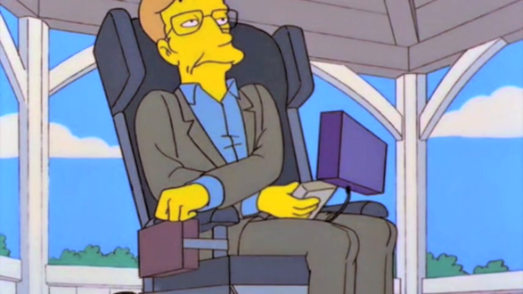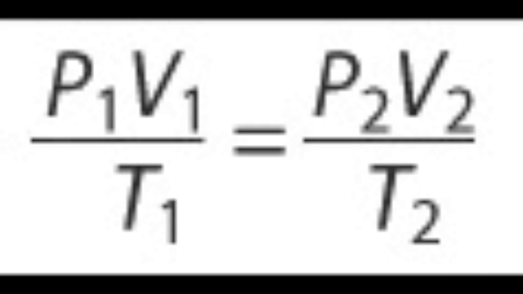The gas equation can be written as P1 V1 over T1 equals P2 V2 over T2. T is always measured in Kelvin and not degrees Celsius. Subscript 1 refers to the starting conditions and subscript 2 refers to the final conditions.